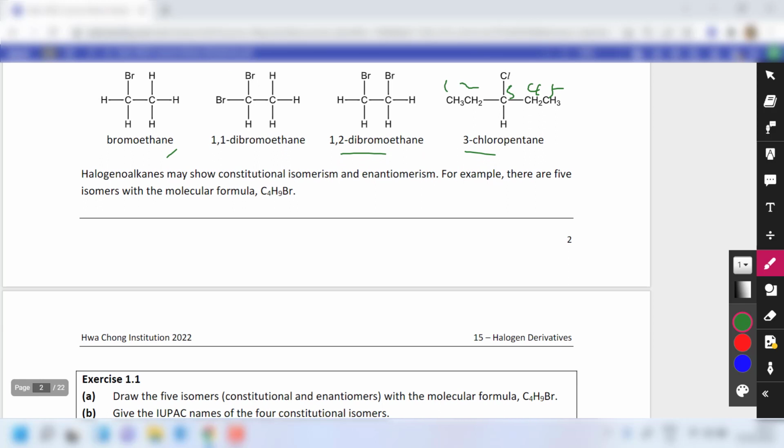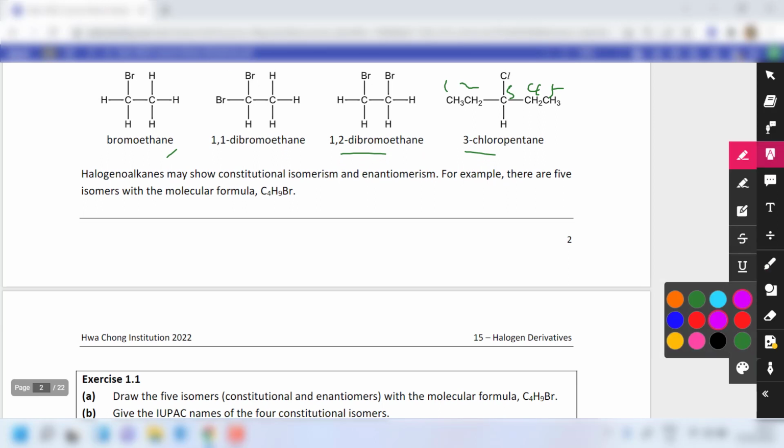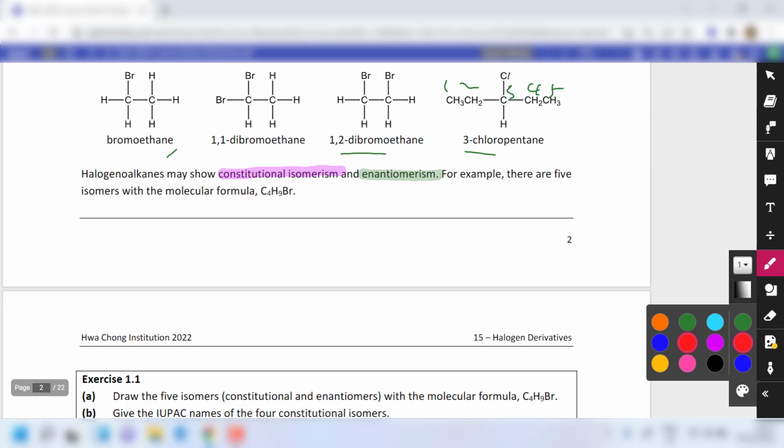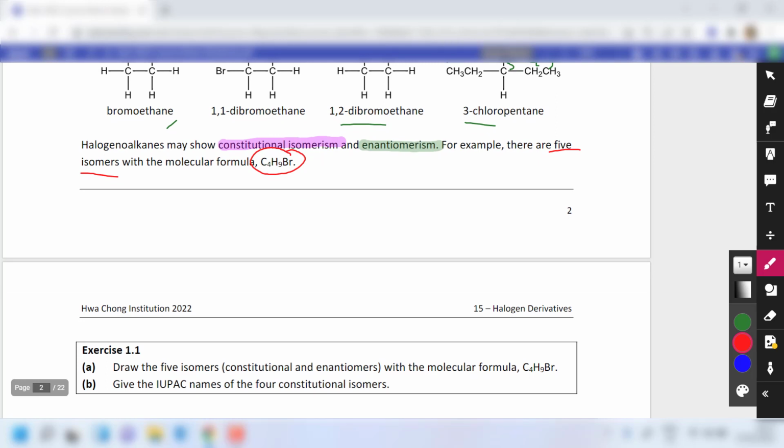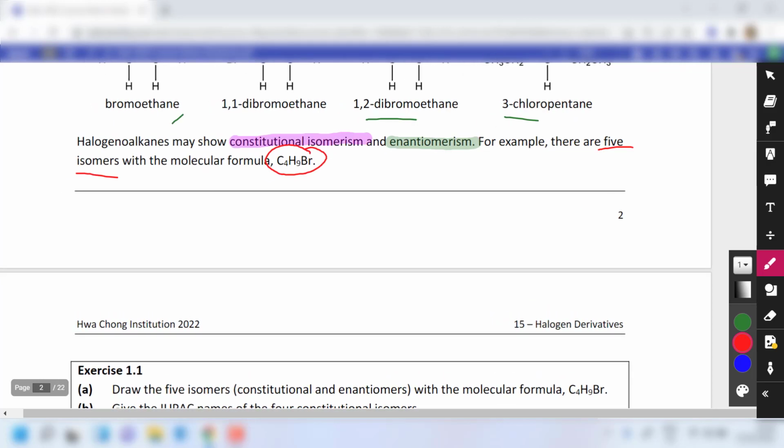Halogenoalkanes show constitutional isomerism. If you need a little bit of revision on this term, constitutional isomerism is what you have learned in secondary school, which is known as structural isomerism, as well as enantiomerism. So let's say for C4H9Br, you were told that there are 5 isomers. So if we move on to exercise 1.1, you are required to draw the 5 isomers of C4H9Br. The simplest way to determine all the potential isomers is to first draw a straight chain.